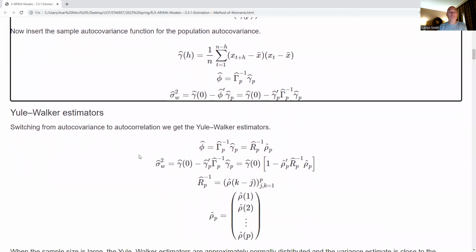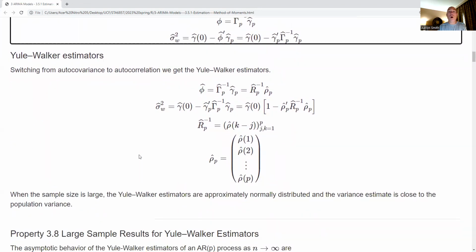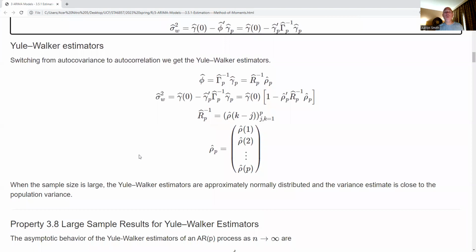So now, to actually get the Yule-Walker estimators, instead of using covariance, we're going to use correlation. So I'm going to use autocorrelation instead of autocovariance. Conceptually, it's really the same thing. I'm just doing a little bit of tweaking here and there. I'm estimating just like I would. It'd work out either way.